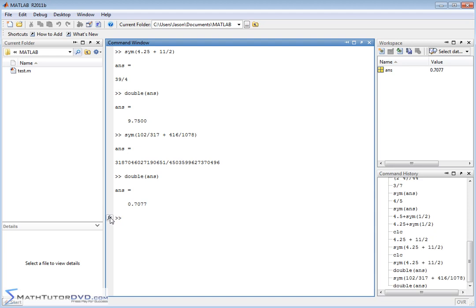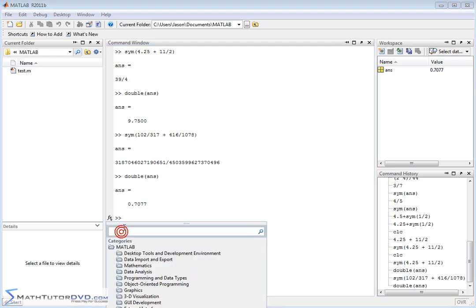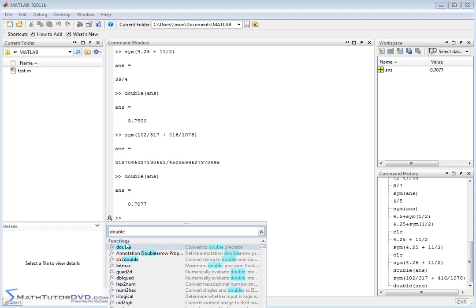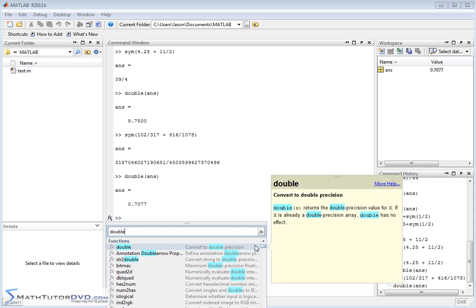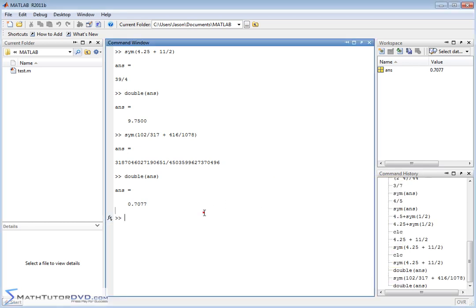And we can practice using our help here if we want. Let's type in double into the help browser, hover over this, and let's see what happens. When you pass something to double, it returns the double precision value for x. If x is already a double precision array, double has no effect. So what it's telling you is that it could be a vector, it could be a range of values, and it's going to take them and try to convert them to double precision. Double precision is another word for decimal, basically. So don't worry so much about why it's called double. That's computer jargon. Double means convert to decimal. All right? Now I want to show you one more thing before we close.